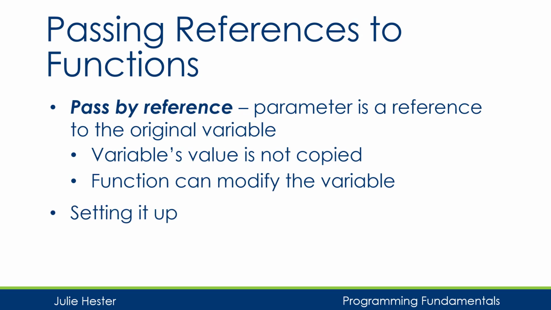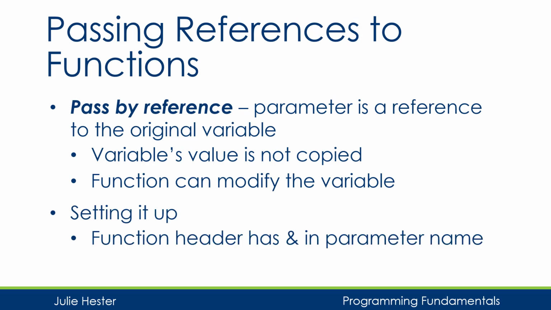So how do we set this up? In the function header, where we list our parameters with their data types, we'll add an ampersand between the data type and the name, and that's the only change we have to make. We don't have to change anything in the function call.